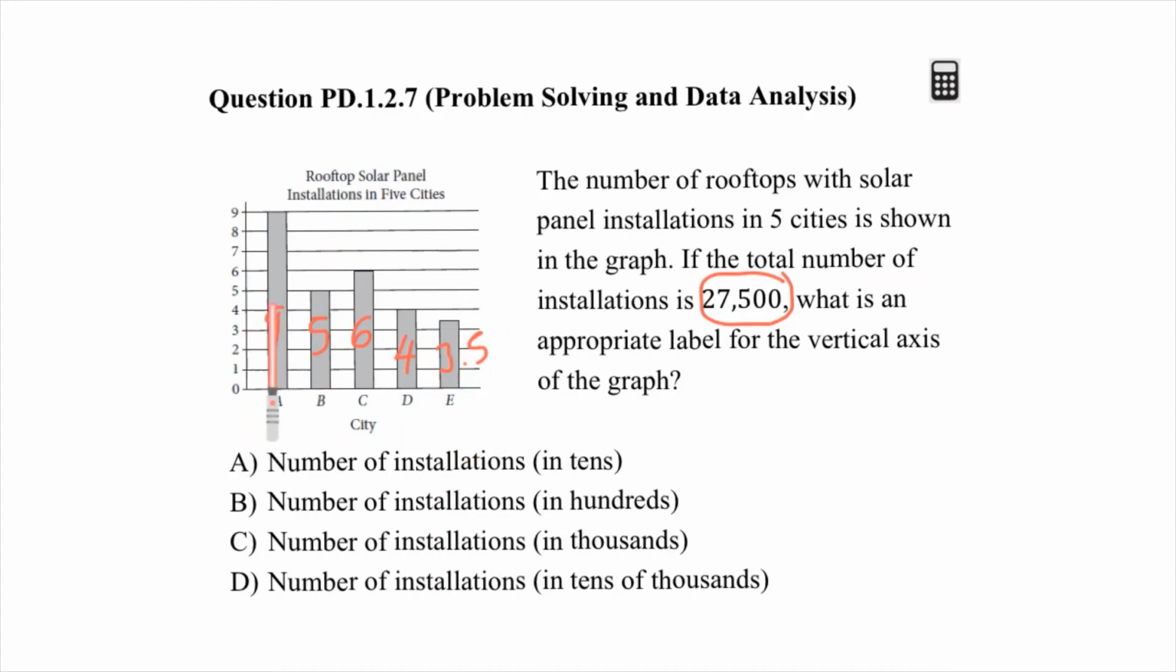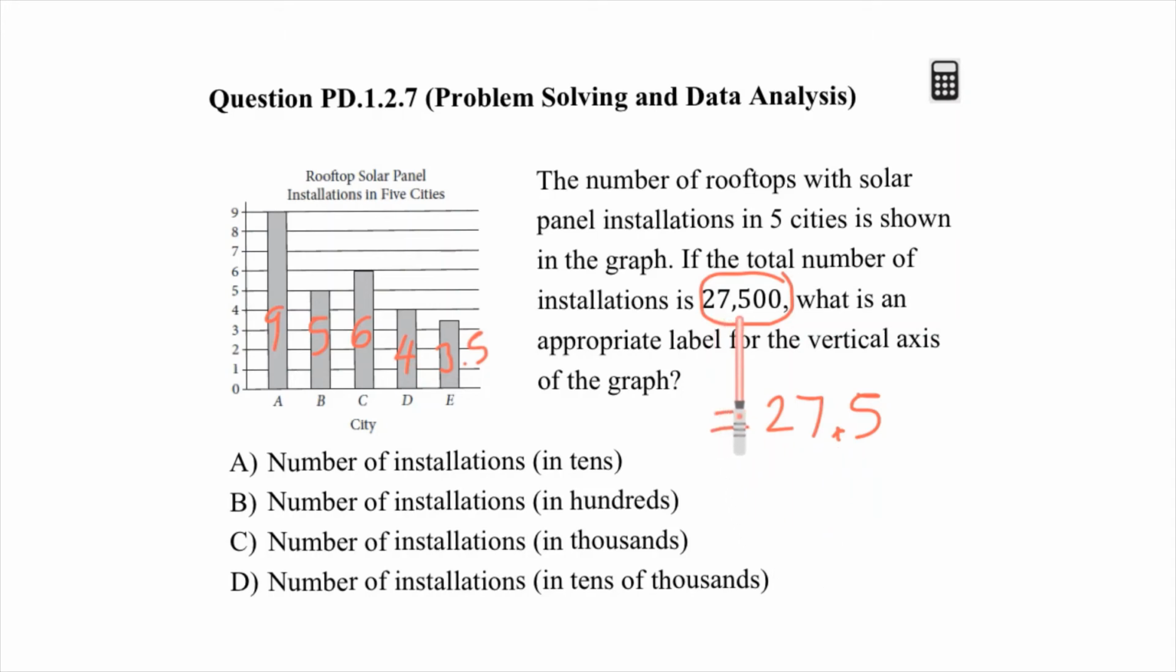If I add them up, what am I going to have? 9 plus 5 plus 6 plus 4 plus 3.5. First of all, 9 plus 5 is 14. 14 plus 6 is 20. 20 plus 4 is 24. 24 plus 3.5 is equal to 27.5. You can use a calculator for this question, as you see the calculator icon, to find 27.5. When I compare the number given in the question, 27,500, and the number I found from the graph, they are very similar: 27.5.